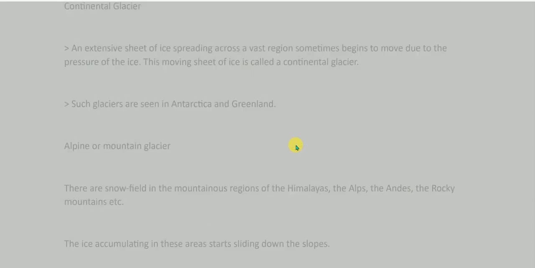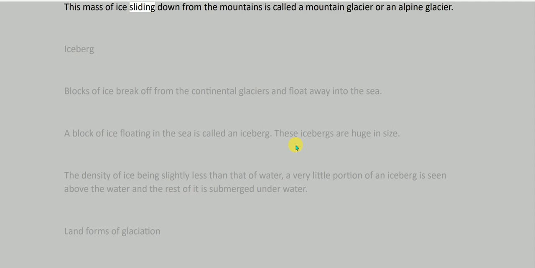Continental glacier. An extensive sheet of ice spreading across a vast region sometimes begins to move due to the pressure of the ice. This moving sheet of ice is called a continental glacier. Such glaciers are seen in Antarctica and Greenland. Alpine or mountain glacier. There are snowfields in the mountainous regions of the Himalayas, the Alps, the Andes, the Rocky Mountains, etc. The ice accumulating in these areas starts sliding down the slopes. This mass of ice sliding down from the mountains is called a mountain glacier or an alpine glacier.